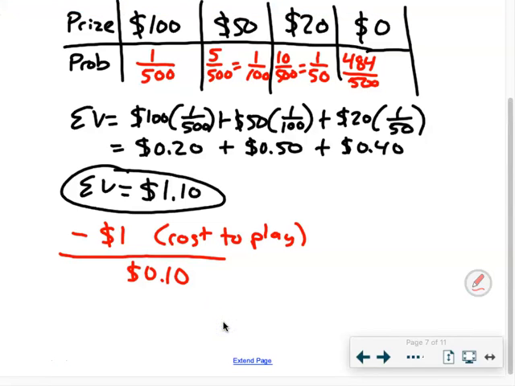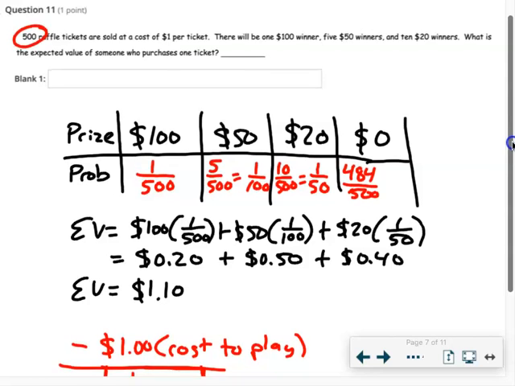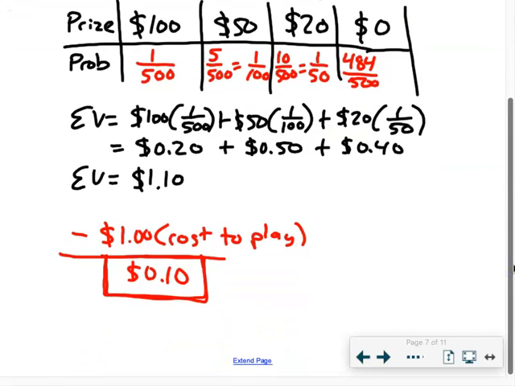So I really shouldn't have circled the 1.10. The 1.10 was part of the answer, I needed it to get the answer. But I have to remember to subtract the $1, which is the cost to play. So the answer that goes into the Schoology page is 10 cents. If they give you the amount of money it costs to play, that number has to go in there.